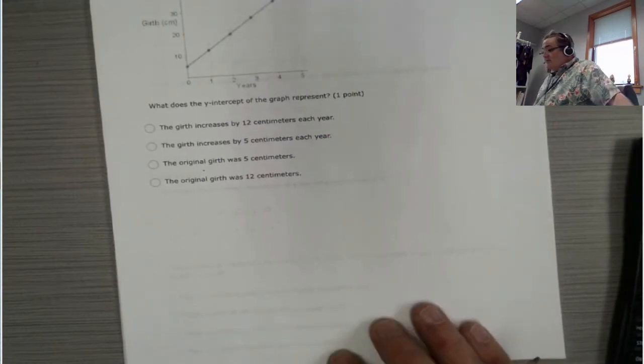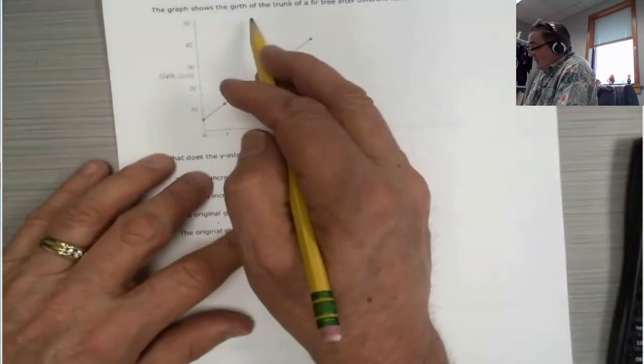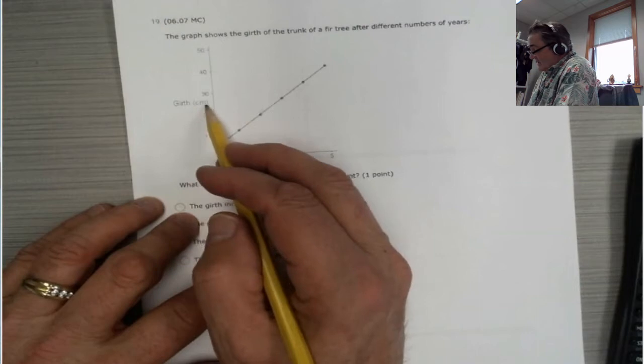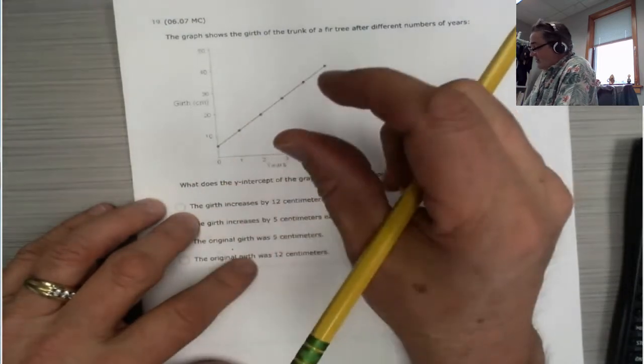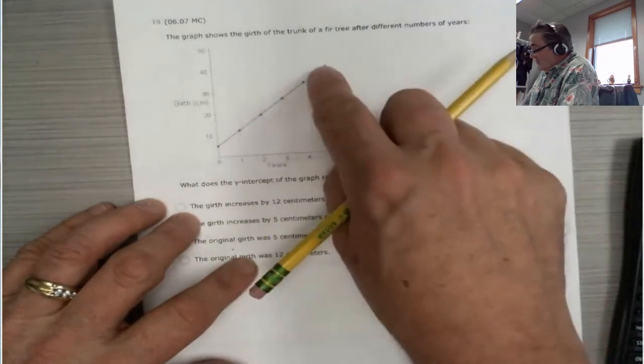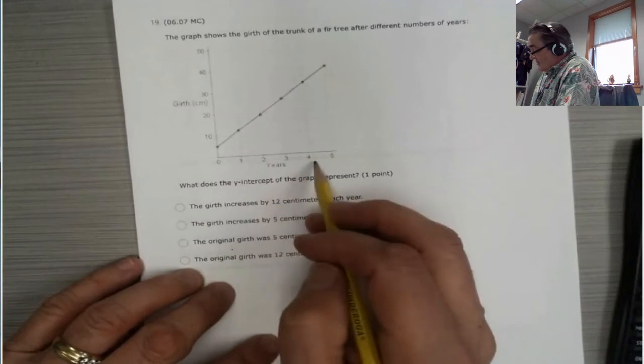Okay, the graph shows the girth of a trunk. The girth is how big around it is. The girth of a trunk of a fir tree after a different number of years. So this is in centimeters. It started at 5 centimeters, little bitty, right? Little bitty tree. And then over the years, it grew up to be 40 centimeters. It's getting a much bigger tree over a number of years.